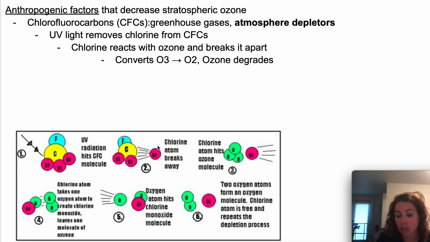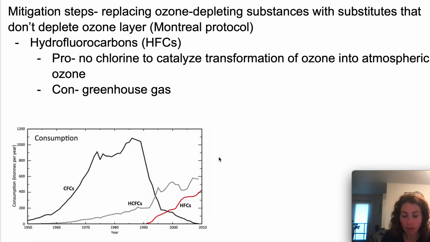Now that free atomic oxygen is bound to a chlorine, so it can't bind back to the diatomic oxygen. So it ends up breaking apart that ozone molecule, and the ozone molecule can't reform. So we end up with UV radiation being able to penetrate to the Earth's surface instead of being stopped by ozone, because that ozone's been depleted by CFCs.